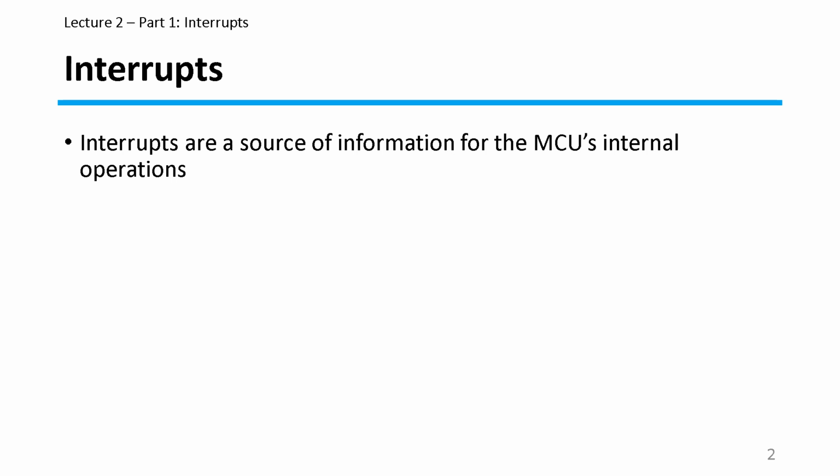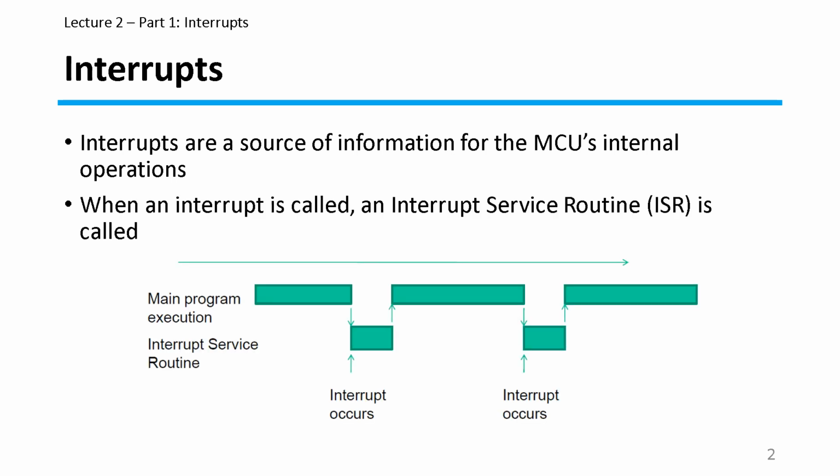Interrupts are a core source of information for the microcontroller unit's internal operations. The way it works is when an interrupt is called, an interrupt service routine, or ISR, is called. So during the main program execution, when an interrupt occurs, it will execute the interrupt service routine and return to where the main program was once the interrupt service routine is completed.